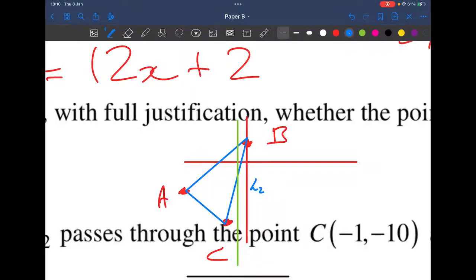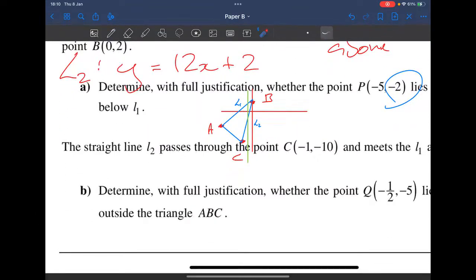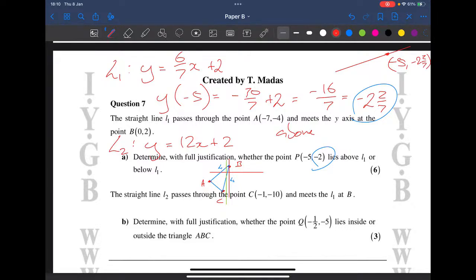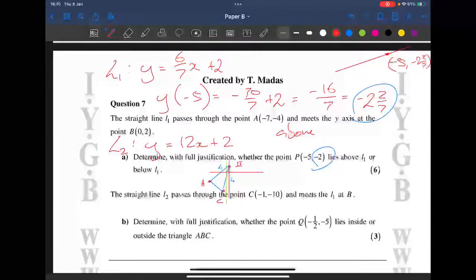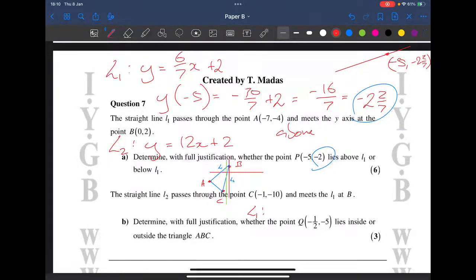So this bottom line is line 1. So the top line is going to be line 1. So now we just need to take the point Q and figure out whether it's above or below both of these lines. So let's plug it into line 1 to begin with. If we plug in minus a half, we'll have 6 over 7 times minus a half plus the 2.